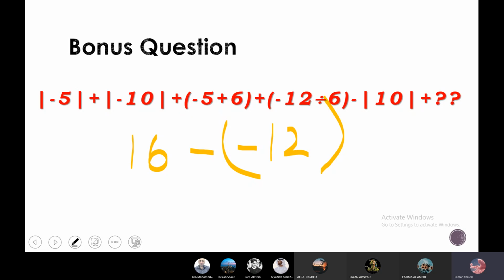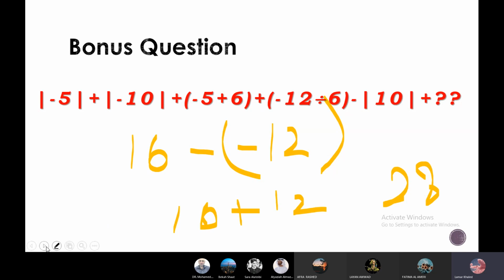Here we have negative, okay? So we'll make it plus. So 16 plus 12. 16 plus 12 is what? 16 plus 12 is 28. So the answer will be 28. Thank you very much.